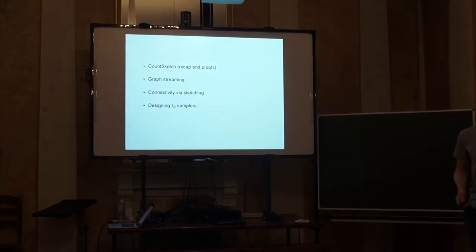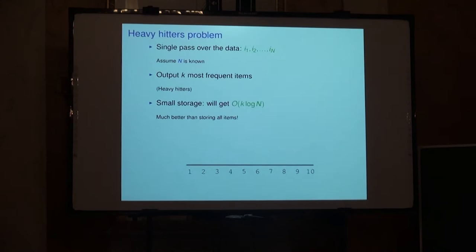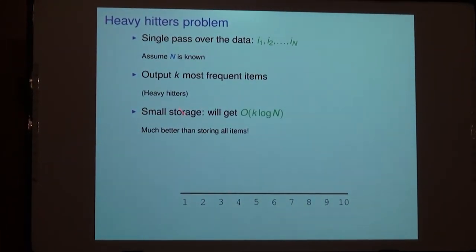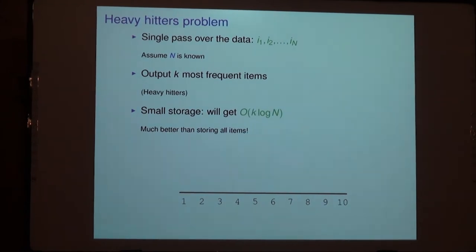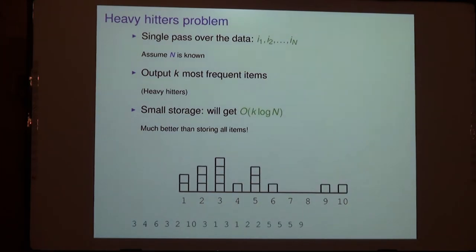So now let's go to Count Sketch and the proofs. We'll start with a recap in case you don't quite remember what the setting was. The setting was the following. We're interested in solving the heavy hitters problem in data streams. So we get as input a sequence of capital N numbers, I1, I2 through IN, like this. And as before, we are updating this frequency histogram, so we also think of this vector representation of the stream. And our task is to output the k most frequent items, approximately.